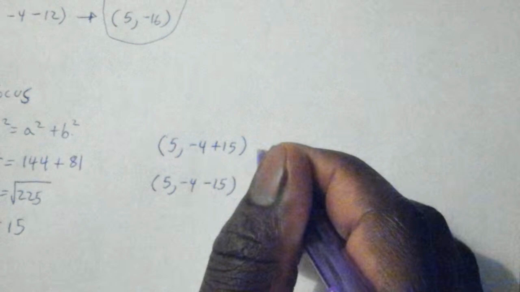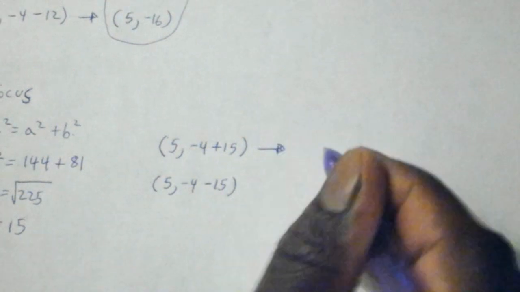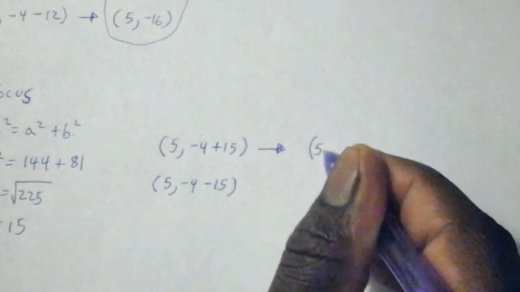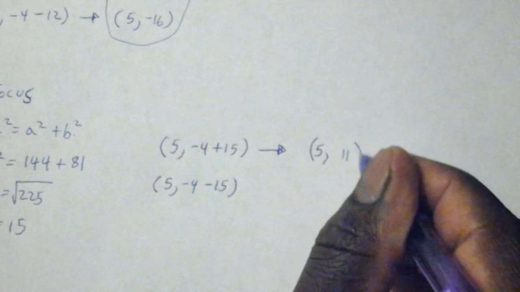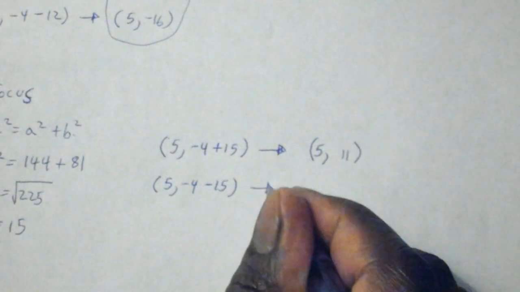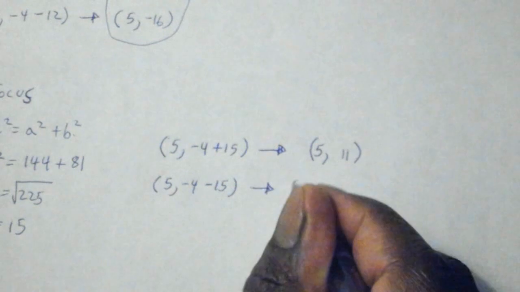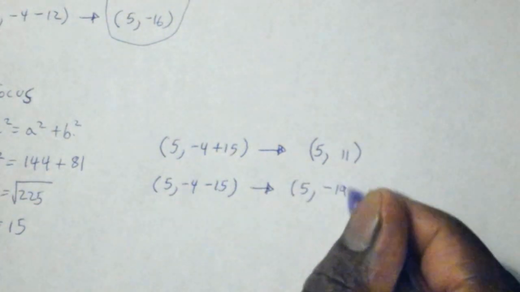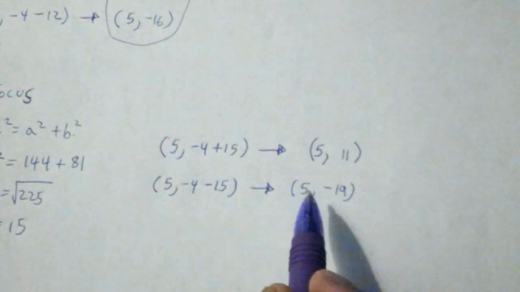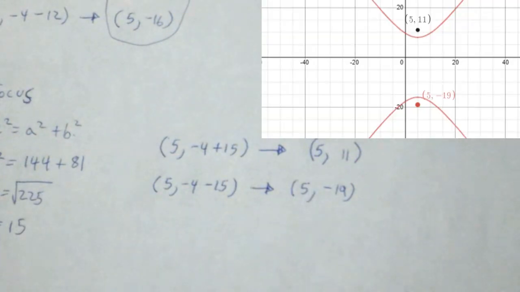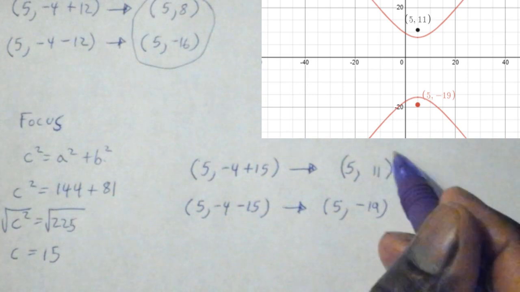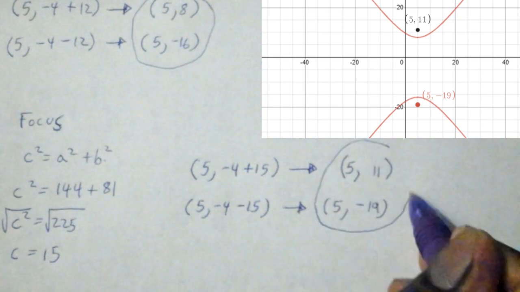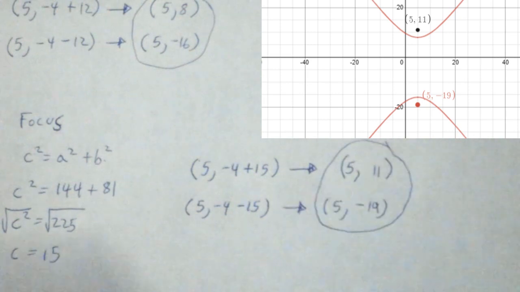And if we work everything out, this is what we have. We have 5 comma positive 11 when we do -4 plus 15. And then we have 5 comma -19 when we do -4 minus 15. So that means that our two foci are going to end up being 5, 11 and 5 comma -19.